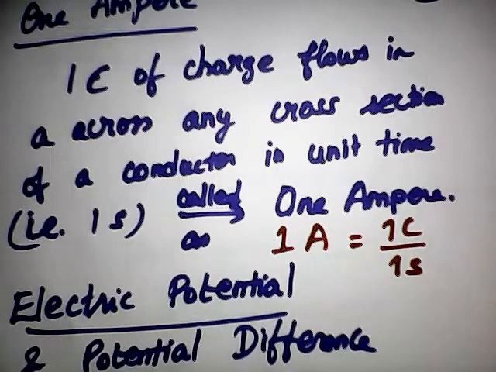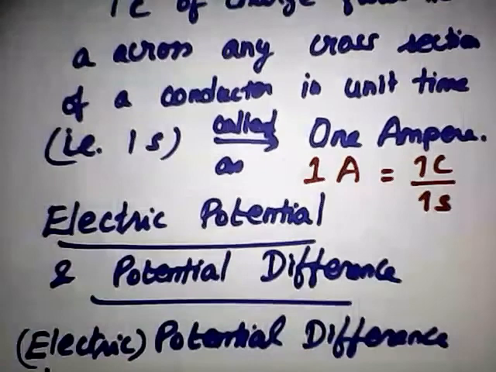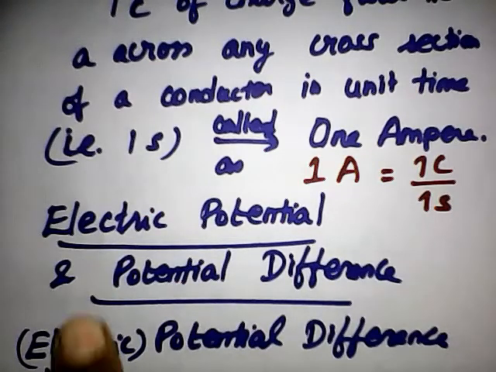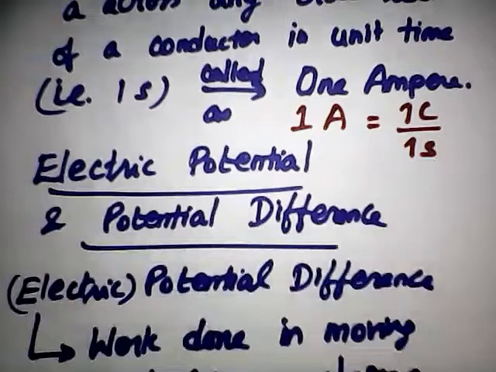Then what is known as electric potential and potential difference? The potential is like this: you might have seen the water moves from higher energy level to lower energy level. Similarly, the current also moves from higher potential level to lower potential level. That is what we call electric potential. Next, what is potential difference?